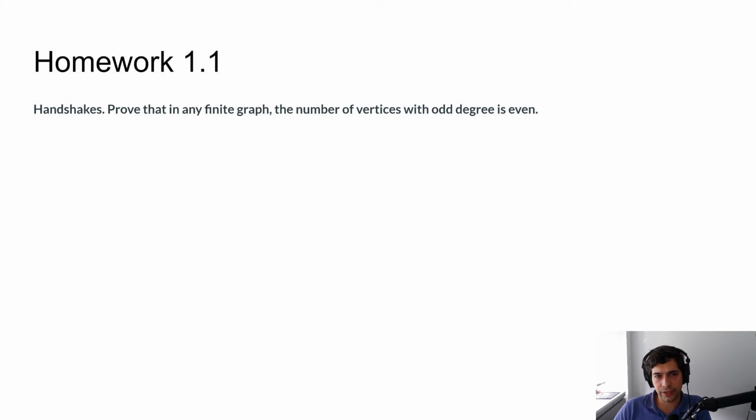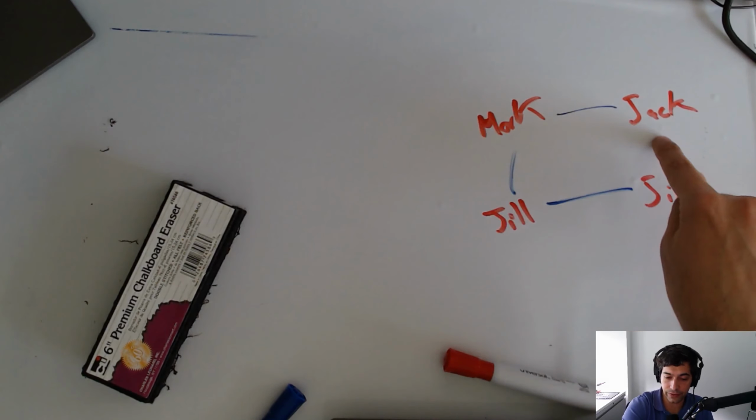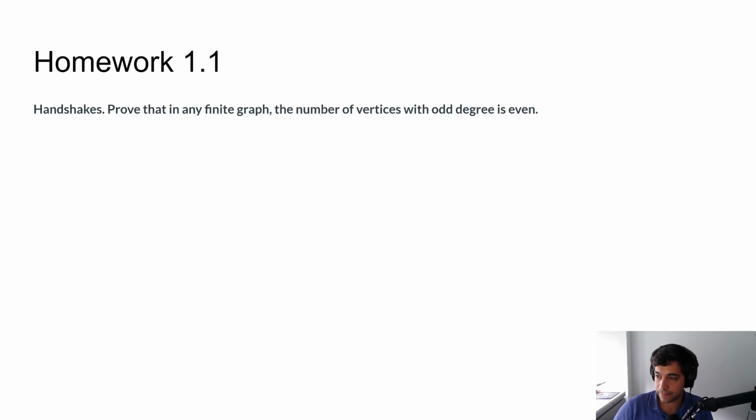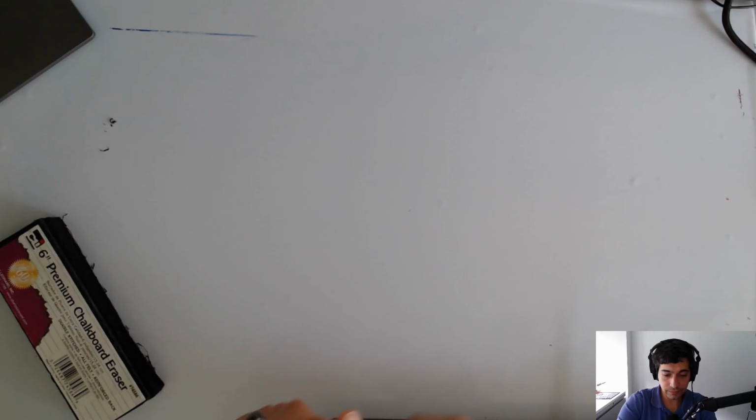Now, what are we trying to prove? That in any finite graph, again, our graphs are something like this, where we have nodes and edges connecting our nodes. We want to prove that in any finite graph, the number of vertices with odd degree is even. So let's review again, what does it mean for a vertex to have an odd degree?